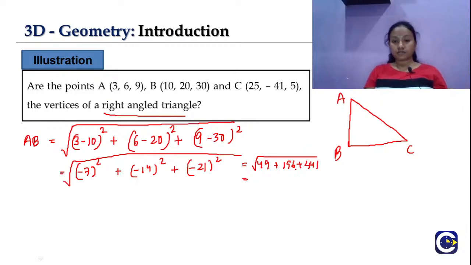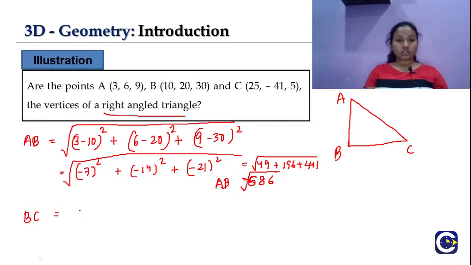So let's just find the value. 49 plus 196 plus 441 is 686. So under root, now we have AB equal to square root of 686. Similarly, let's figure out the distance of BC as well as AC.